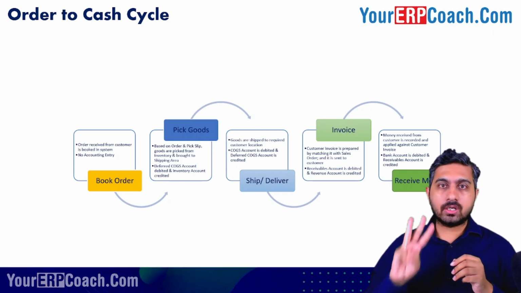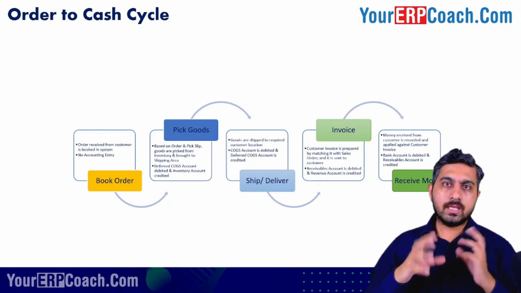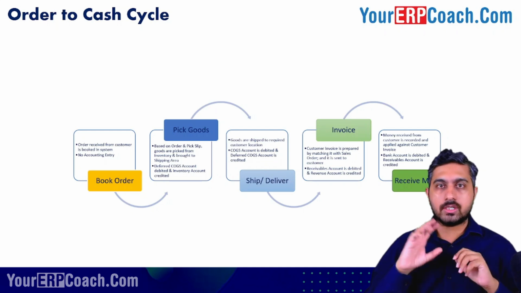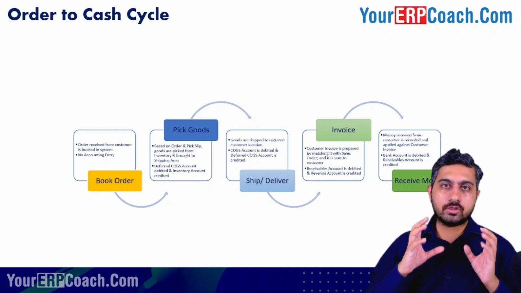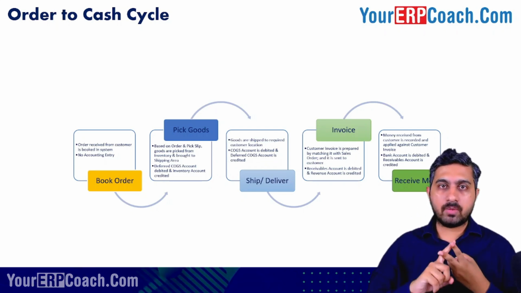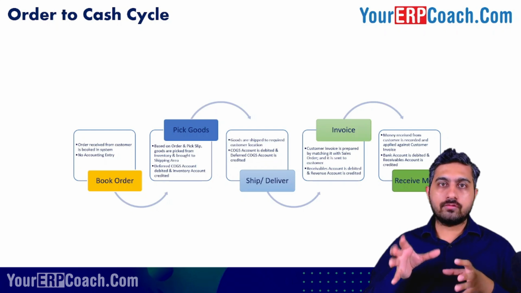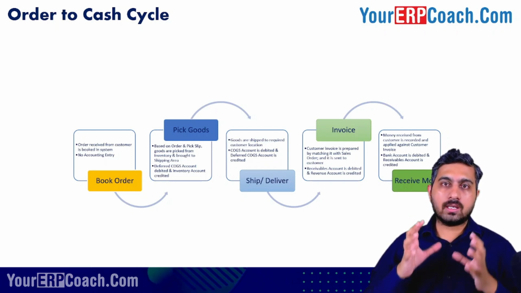The second and third steps, which are picking the goods and then shipping or delivering the goods, are going to be processed in order orchestration as well as in the inventory modules of the supply chain management suite of products. And the last two steps, which are invoice booking and the payment booking, are going to be carried out in the accounts receivable module of the Oracle Cloud ERP, that is going to be a part of Oracle Cloud Financial suite of applications.